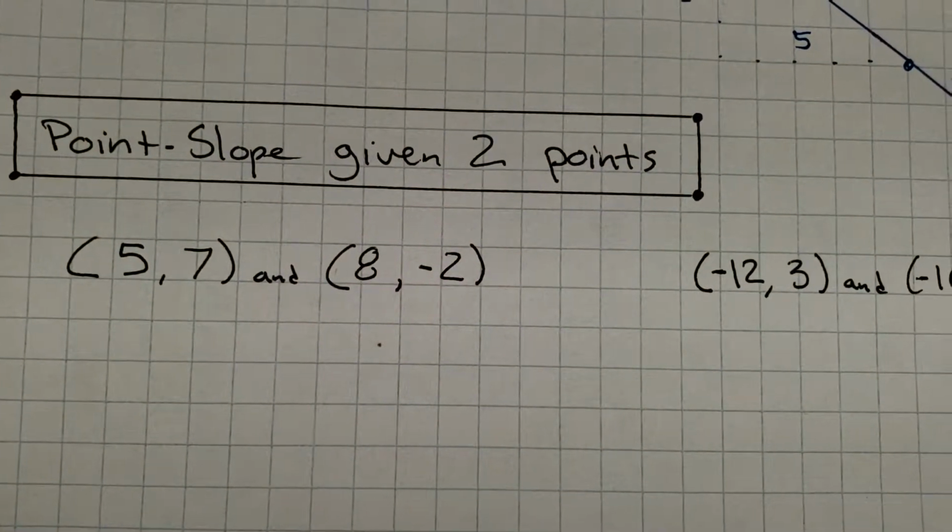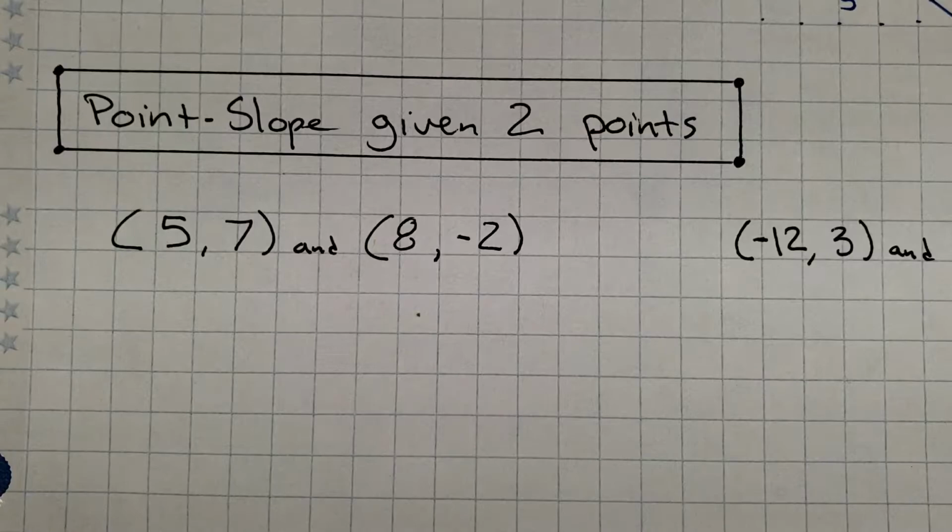All right, let's finish things off. Now, there's going to be questions like this in your Schoology practice test and your real test. They're one of my favorite types of questions. Now, how can you write point slope form given 2 points?